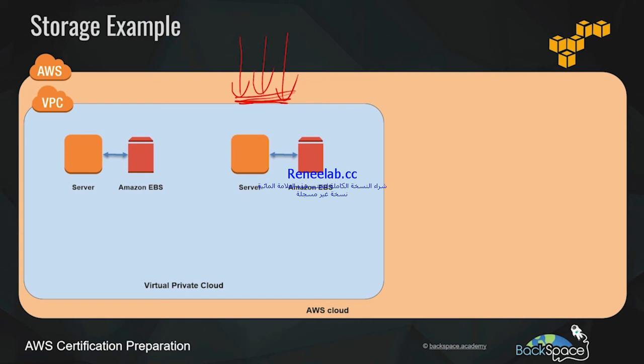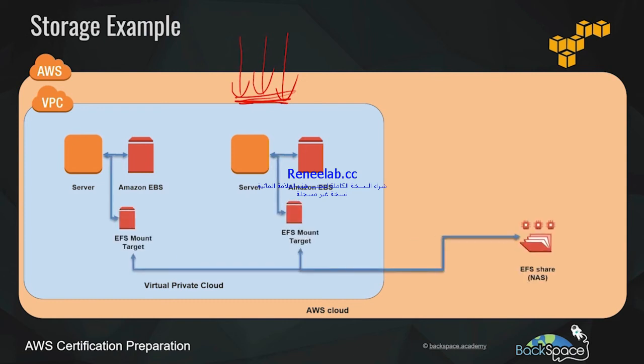In the same way that we can do that with our network at home, we can do the same thing with AWS. So Elastic File System is network attached storage. And so that, with a mount target, can enable multiple servers to access the one data source.